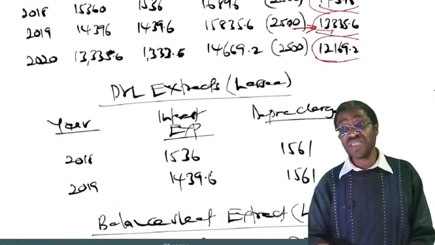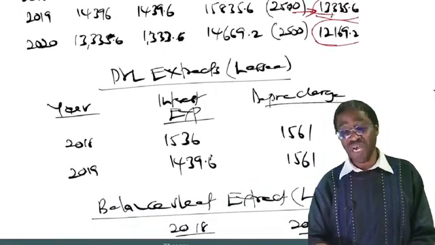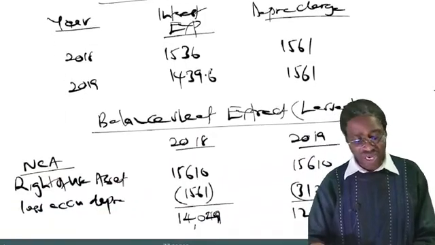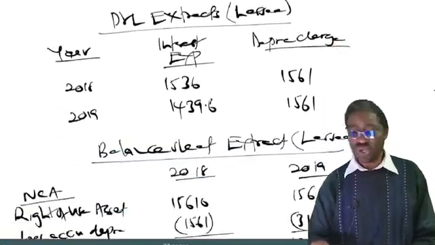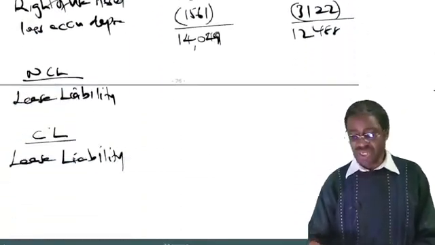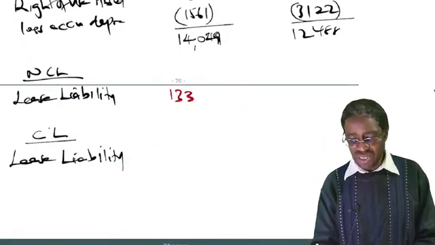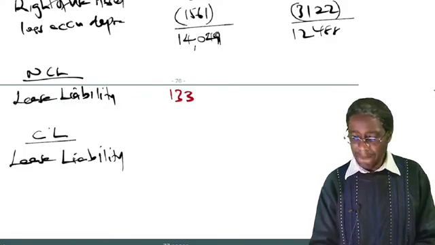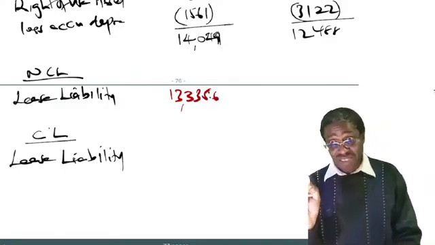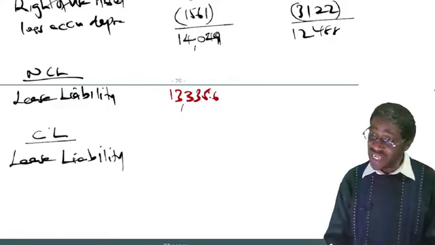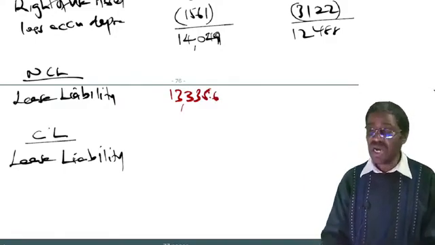So that 13,335.6 is what will take me more than a year to pay. That is what I take to the balance sheet as a long term. 13,335.6. Good. Then for the current, listen, I'm getting it by subtracting how much was my liability by end of year 1.